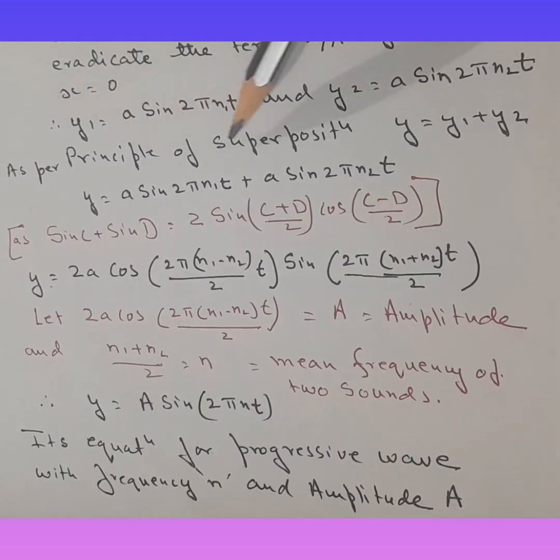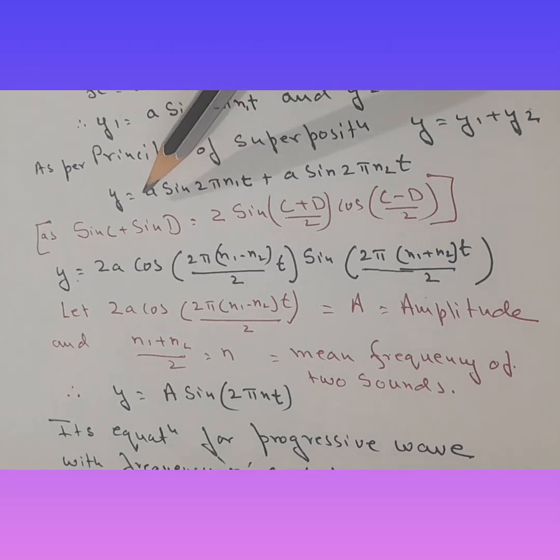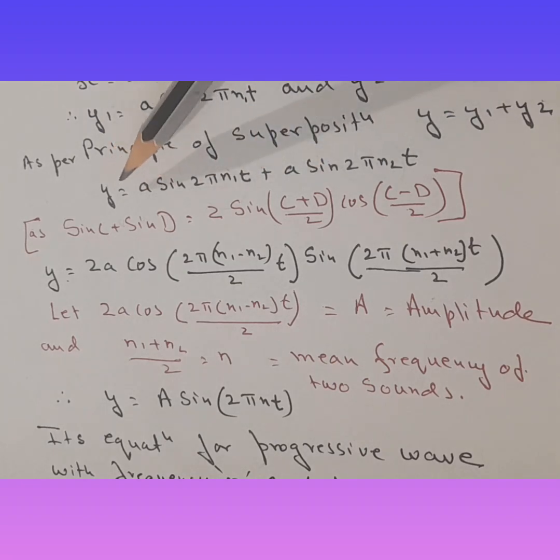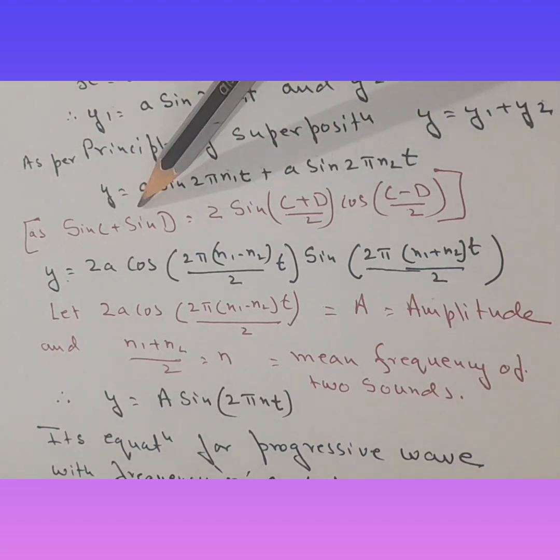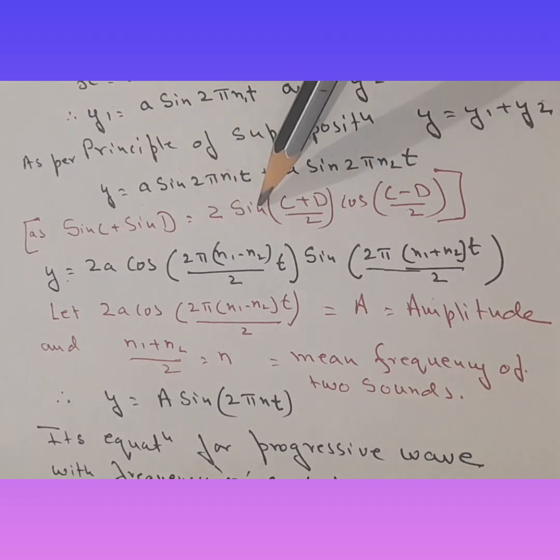Now as per the principle of superposition, we have already seen y is equal to y1 plus y2. So we do the same thing. This part we have already seen in our earlier video. y is equal to this plus this. Now in this equation, if we take a common out, it becomes sine 2 pi n1t plus sine 2 pi n2t. Now this follows the formula, so it would be 2 sine (C plus D) upon 2 cos (C minus D) upon 2.